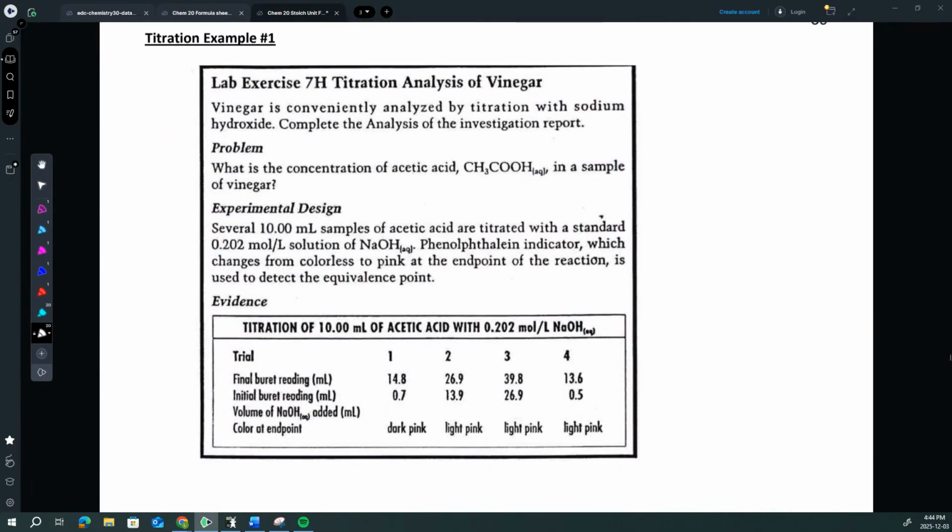All right. Let's get on to our first example here. So we have vinegar is conveniently analyzed by titration with sodium hydroxide. Complete the analysis of the investigation report. So the problem is, what is the concentration of acetic acid in a sample of vinegar? For our experimental design, several 10 milliliter samples of acetic acid are titrated with.